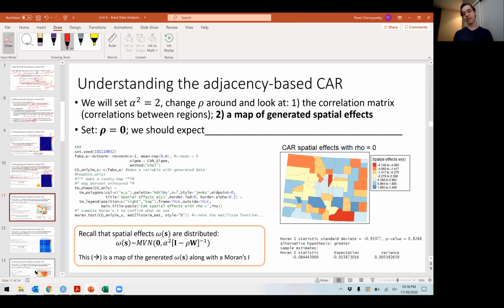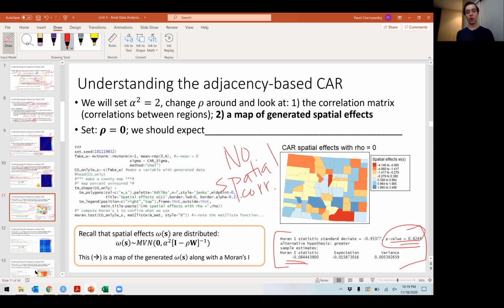When I generate spatial effects with that variance covariance matrix, I get something that looks like this. And with our naked eye, I can start to pick out patterns. I can say, well, that might look like it's positively correlated. Well, the Moran's I statistic says otherwise. My I statistic is only negative 0.08. My p-value is 0.8. So there is no spatial correlation. So a rho of 0 really does produce no spatial correlation at all. Okay, we're happy about that.